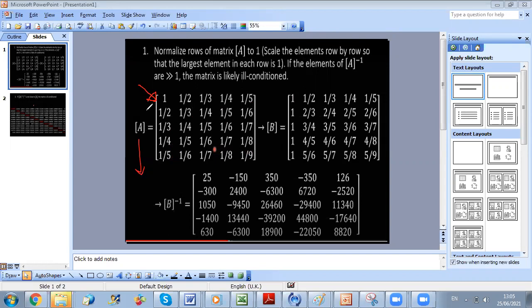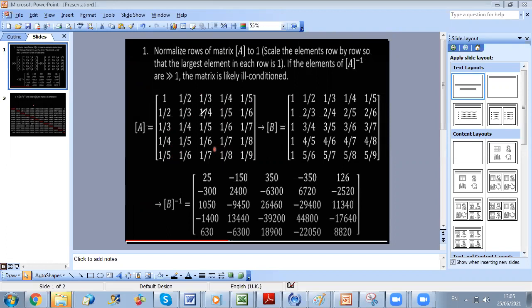And once you get A minus 1, at the end you multiply and verify if A times A minus 1 is close to the identity matrix or not. So this is the second method we developed to check the ill condition of a matrix. Now let us proceed with the other method.